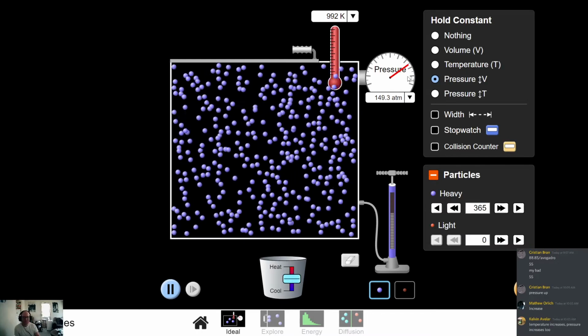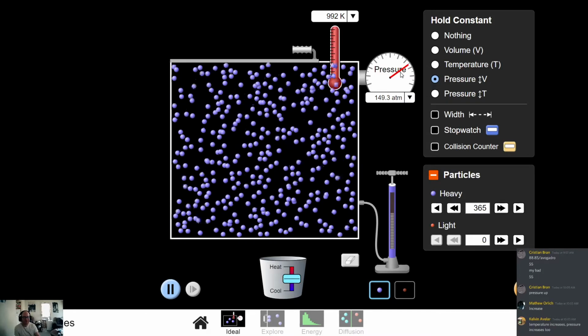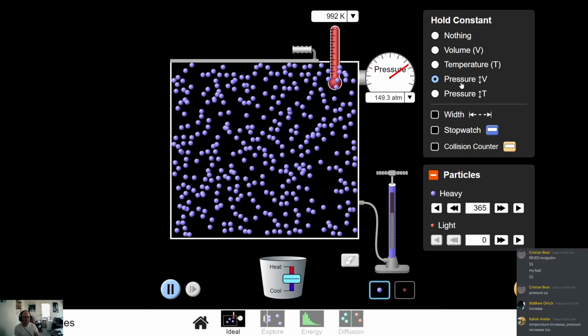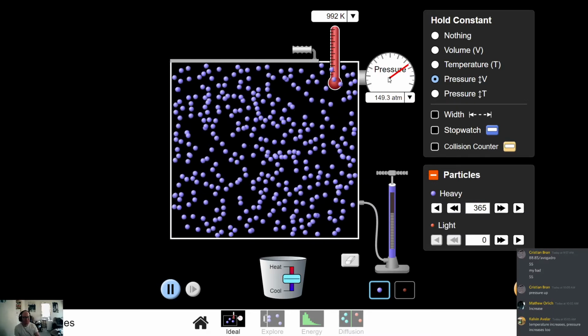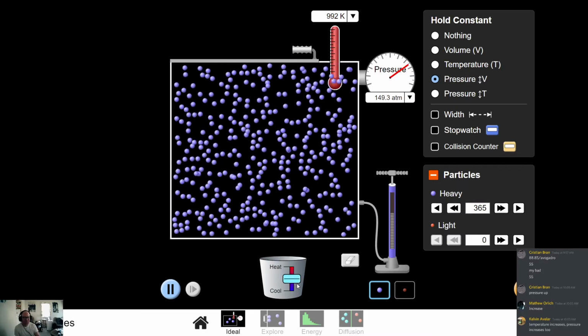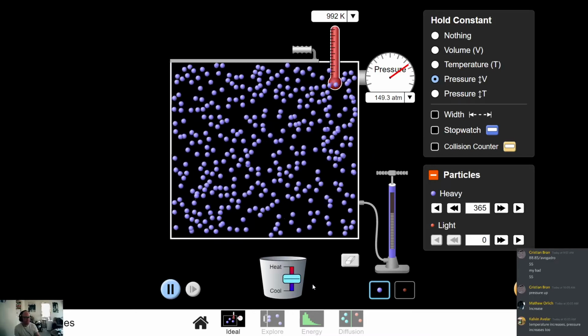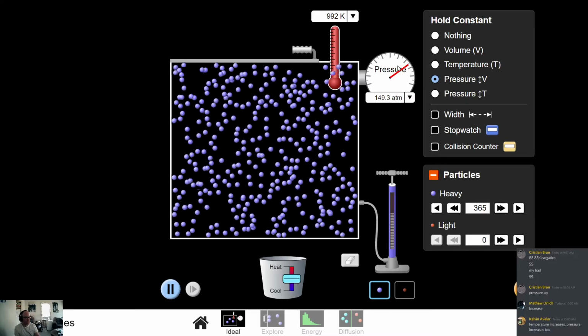Okay, so does this one make sense? So if I have a pressure of 150 atmospheres or whatever, if I say that I want to keep the pressure constant, but I want the volume to change, if we cool it down, what's going to happen to the volume? Assuming we want the pressure to be the same.